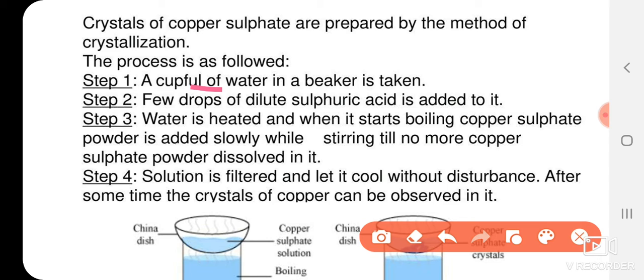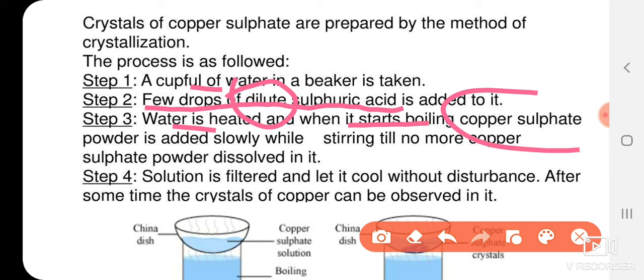In that water we first have to add a few drops of sulfuric acid, and this sulfuric acid will be the diluted one. It means it will contain a little bit of water in it. Now next, we have to heat the water. As the water starts boiling, we have to start adding the copper sulfate powder in it, until no more copper sulfate can be dissolved in it.